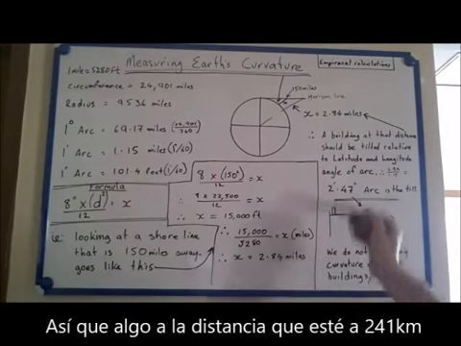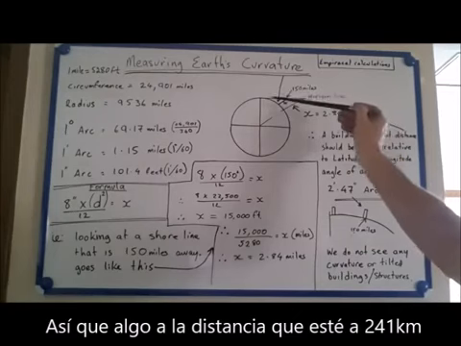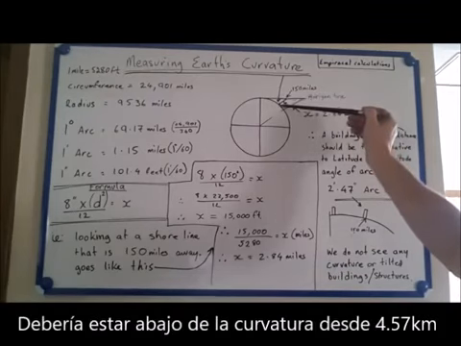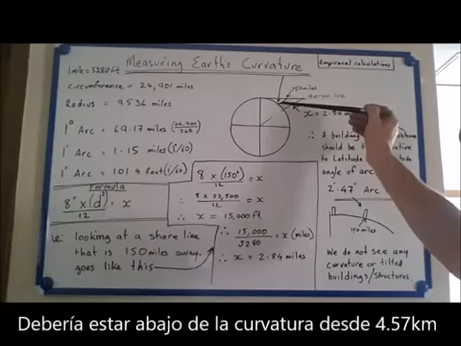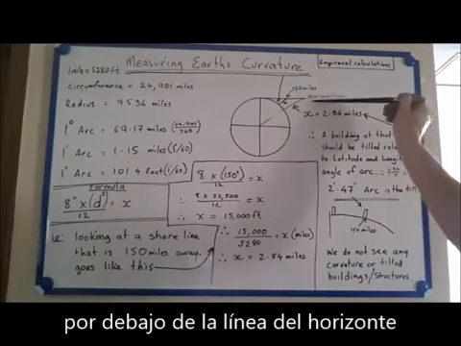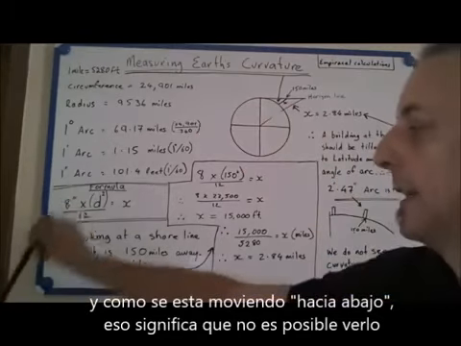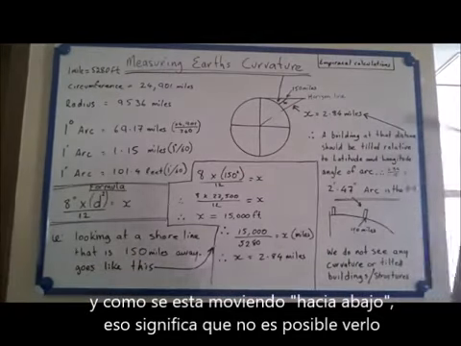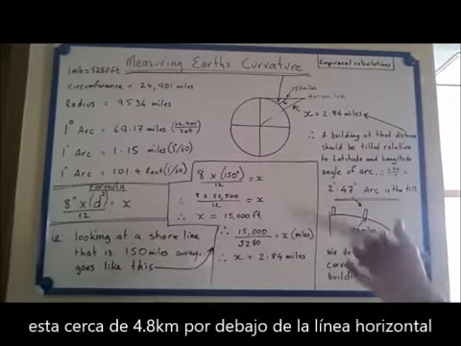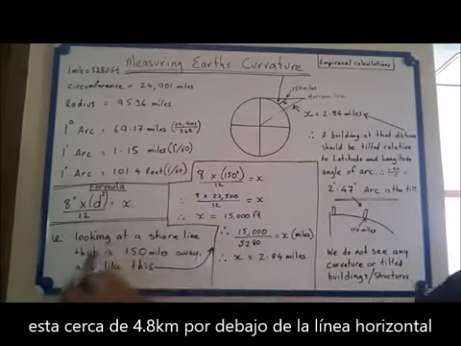So something at a distance of 150 miles away should be down the curvature by 2.84 miles below the horizon line. Of course, it's moving down like that, so it'll be right down there. That means you can't see it. It's nearly 3 miles below the curvature.